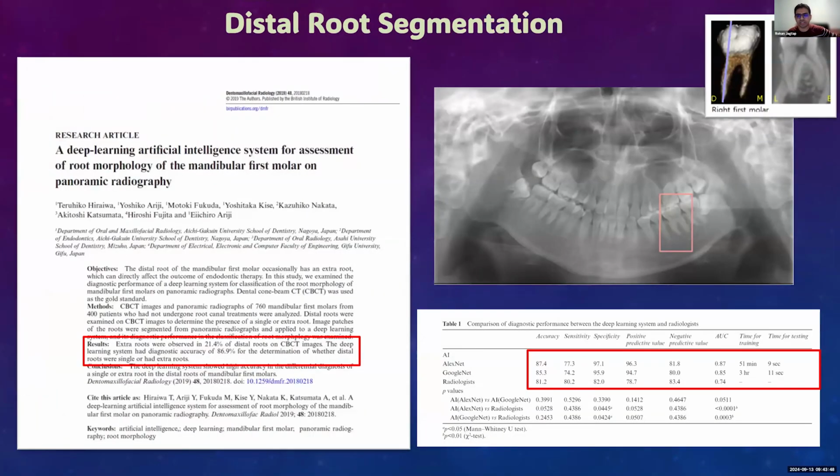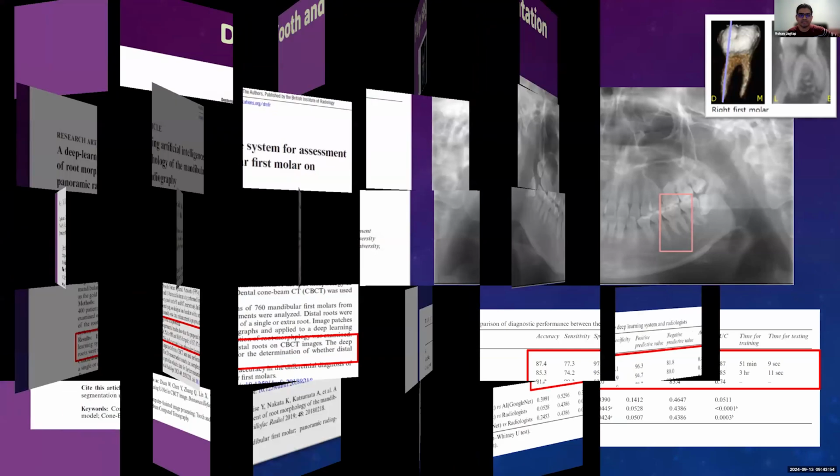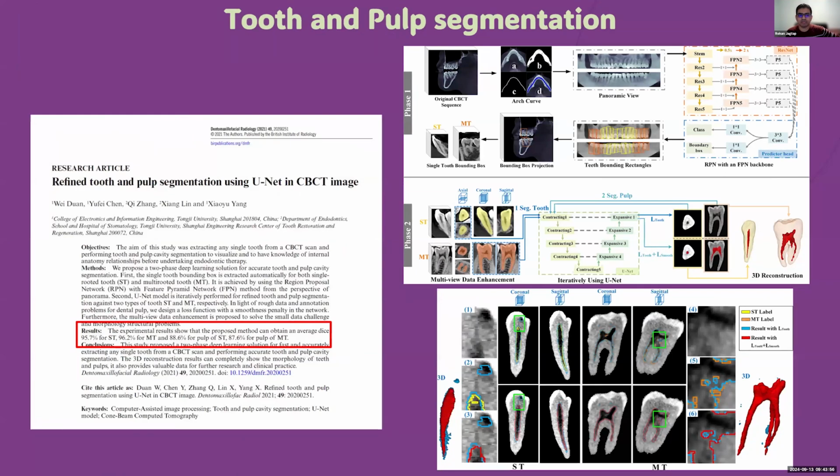Distal root segmentation. That's a good paper. You can read it, around 86% accuracy. Again, tooth and pulp segmentation. I just added these papers to show you guys how AI can diagnose the pulp chamber, root length and everything, completely. Canal determination.